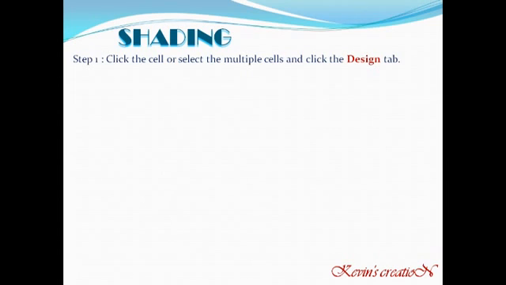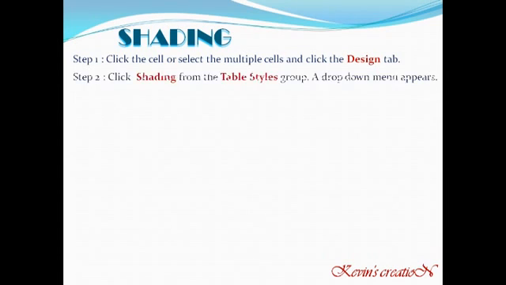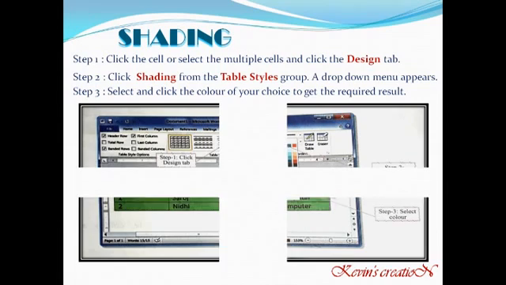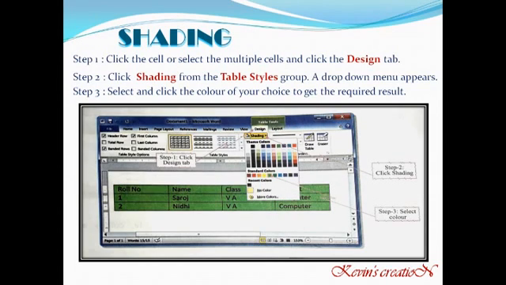Now comes shading. Click the cell or select multiple cells. Either you can select one cell or many cells and click the design tab. But this time you need not go for border, you have to go for shading from the tables group. A drop down menu appears, and select and click the color you want.